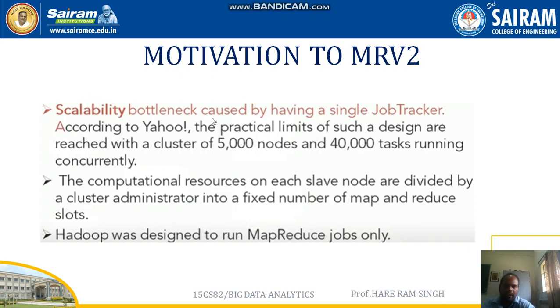So this was the scalability bottleneck. As time goes on, more and more data used to come in the market, and we had to handle it in a more efficient way. So MR version 1 was not up to the mark. It was not scalable. Only 5,000 nodes can be handled and 40,000 tasks can run concurrently.